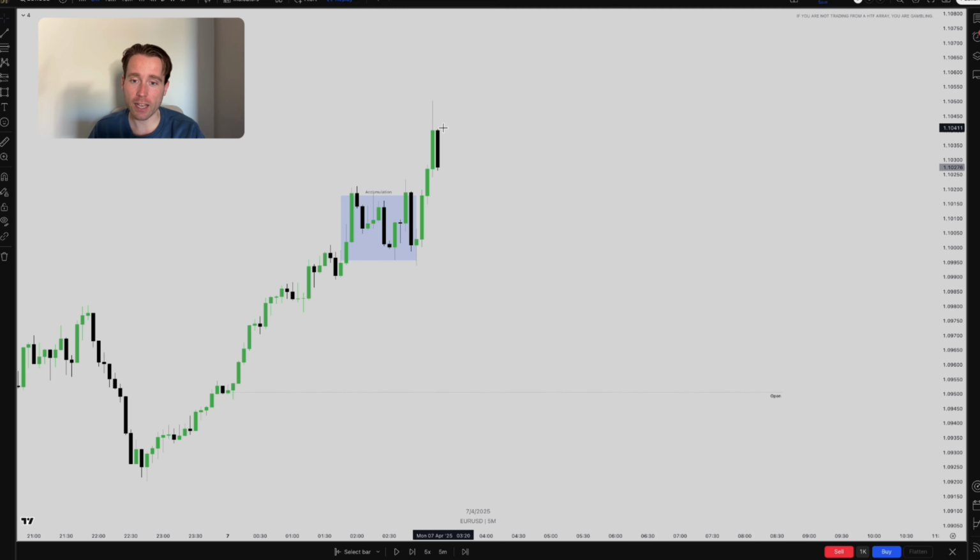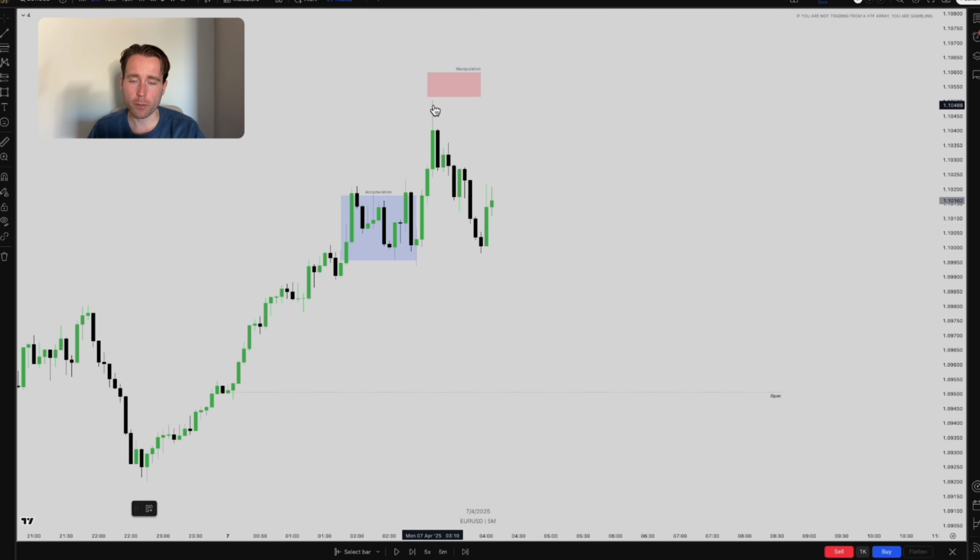When we see this happening, we just anticipate this to be a manipulation. So let's mark it out as a manipulation. Let's see what happens. And if we look at time and price, remember, we want to see that AMD happening in the London kill zone and especially the silver bullet, 3 to 4. So now let's see what's going on here.